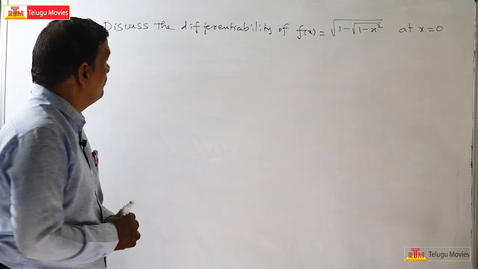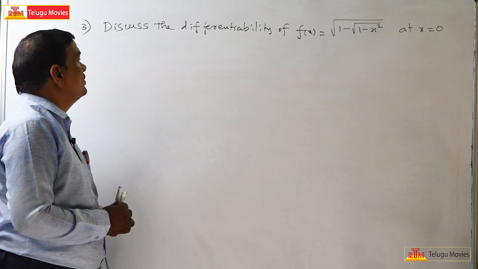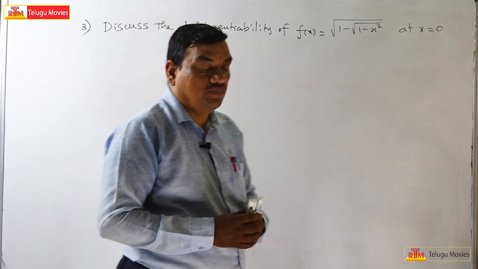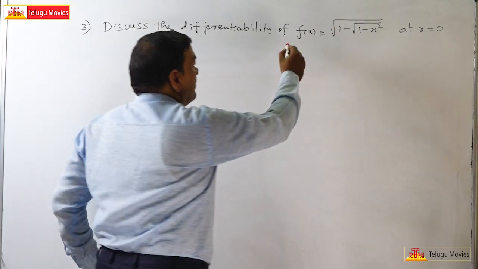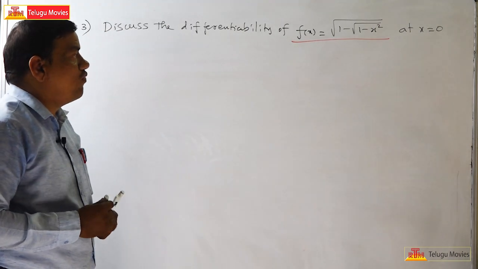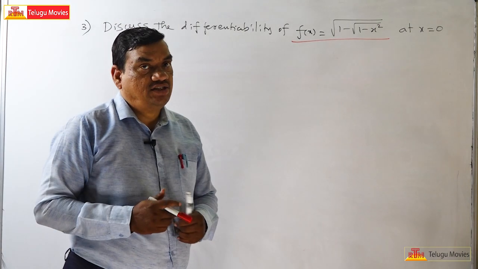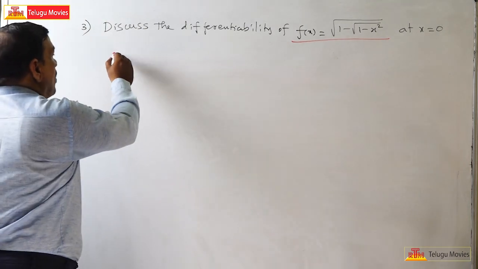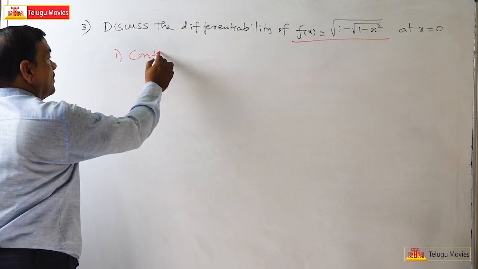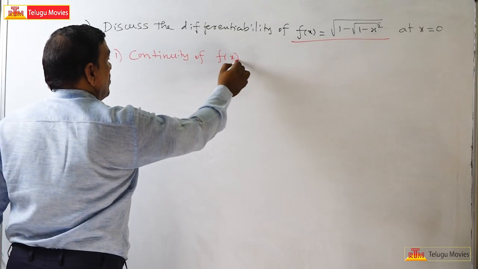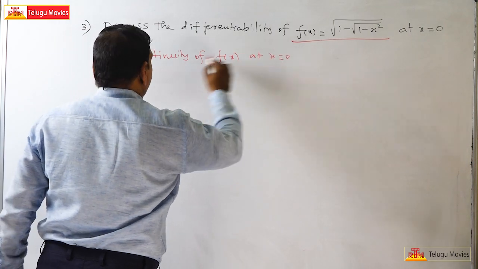Hi students, welcome to this problem. Discuss the differentiability of this function at x is equal to 0. The function is very clear. f of x is equal to root of 1 minus x square at x is equal to 0. First we have to check the continuity of the function f of x at x is equal to 0.